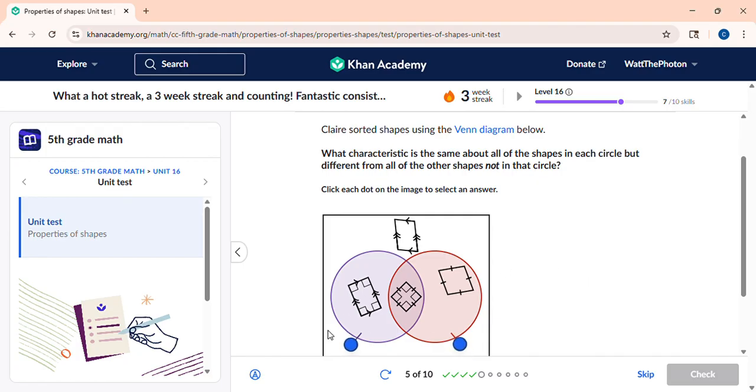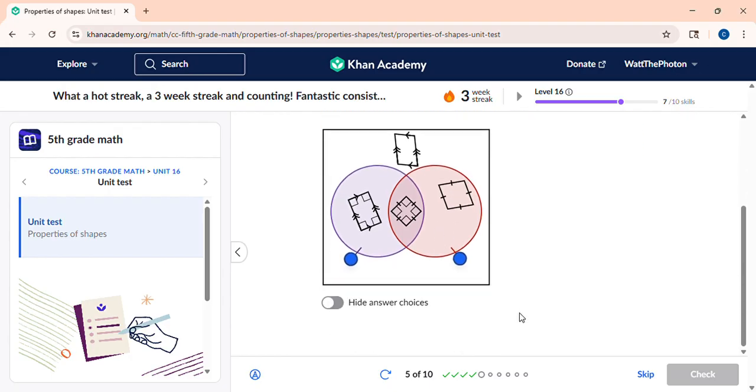What characteristic is the same about all the shapes in the circle but not the same as all the other shapes not inside the circle? So we can say, these are rectangles. And these are rhombi.